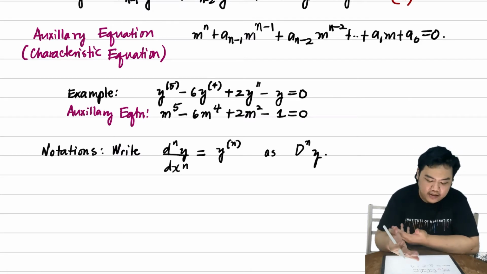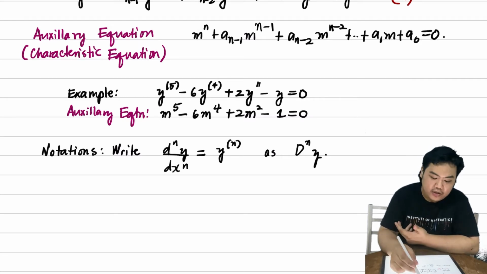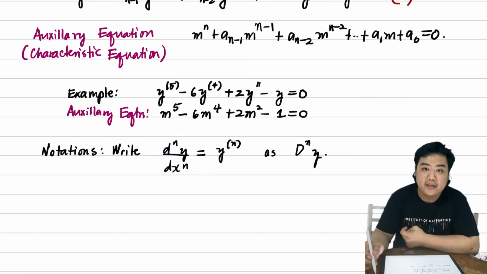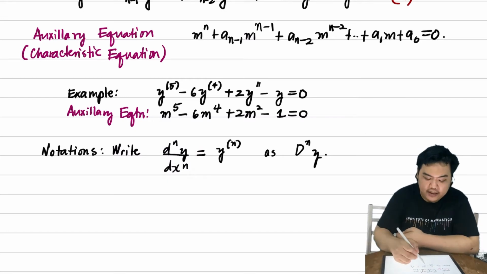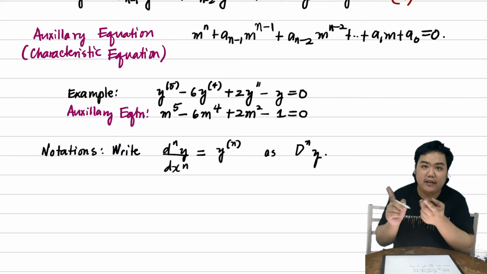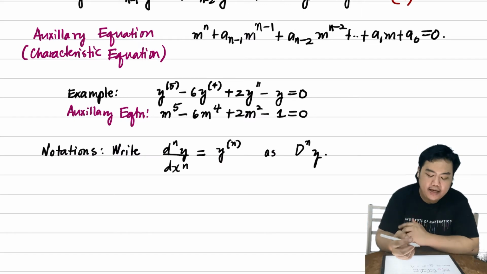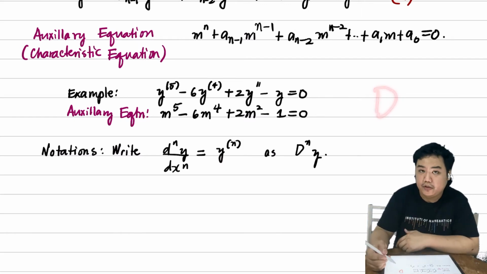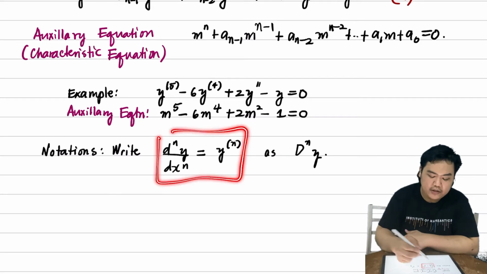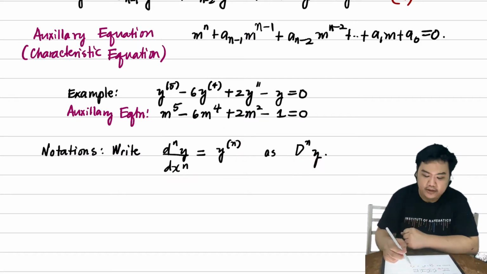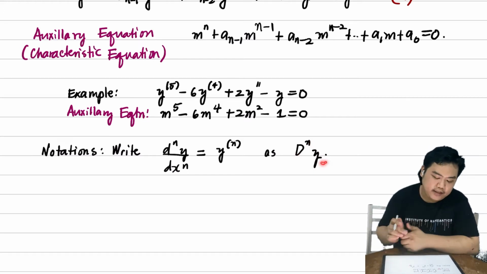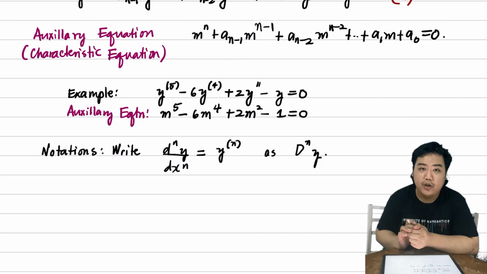And let me just introduce you with some notations. So, we know that the nth derivative of y with respect to x is written this way, right? Or nakaganito, y to the n, but you have that parenthesis. So, meron tayong tinatawag na differential operator D. And if you want to write this one in terms of the differential operator, that is D to the n of y. Ibig sabihin nito, the nth derivative of y.